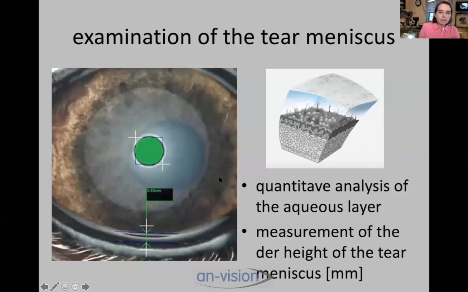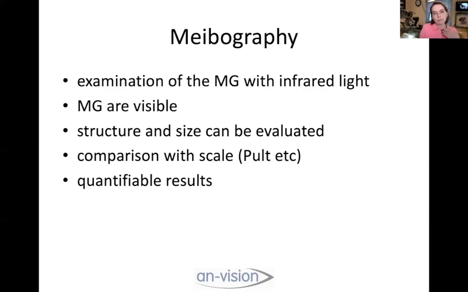The tear meniscus is something that is quickly done in the same exam, where you measure the area where the water accumulates between the lower lid and the cornea. You can measure the tear meniscus height in millimeters.